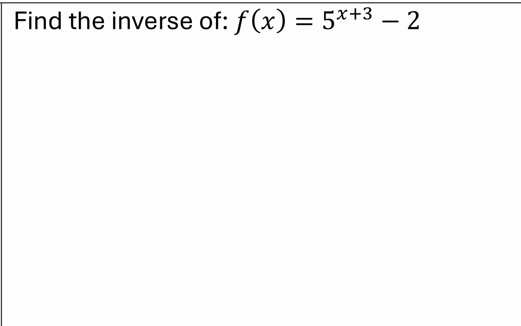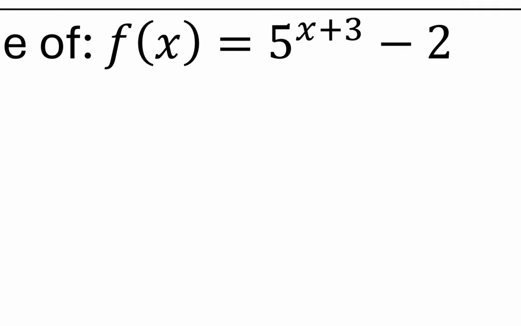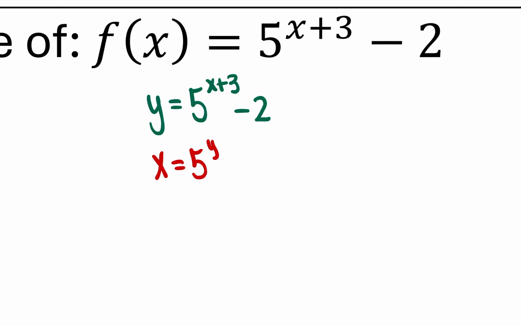Moving on to our next question, we need to find the inverse of the following exponential function. In this case, my first step is to rewrite f of x to be y. So I have y equals 5 to the power of x plus 3 minus 2. My next step is to then switch x and y. So now I have x is equal to 5 to the power of y plus 3 minus 2.